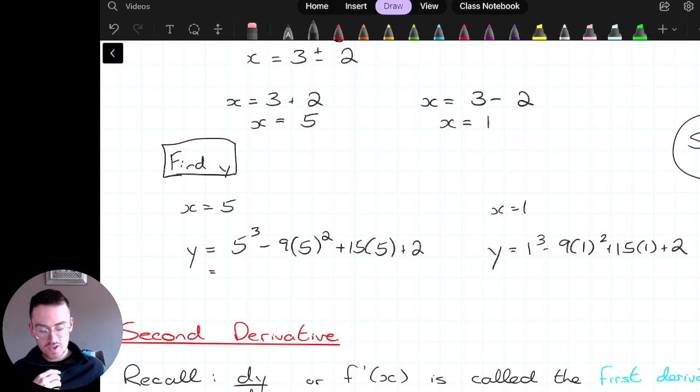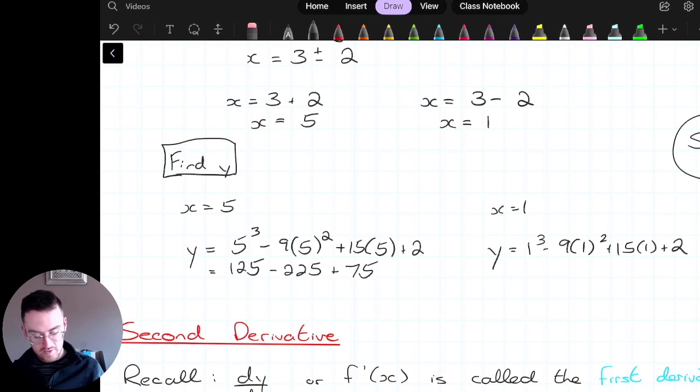And again, just following this through, 5 cubed is going to be 125 minus 9 by 5 squared. So again, these are the sort of things that we can work out on our calculator. 225 plus 15 by 5 is 75 plus 2, so 125, and that's going to give us minus 23. And on this side here, 1 minus 9 plus 15 plus 2, that's going to give us 9.